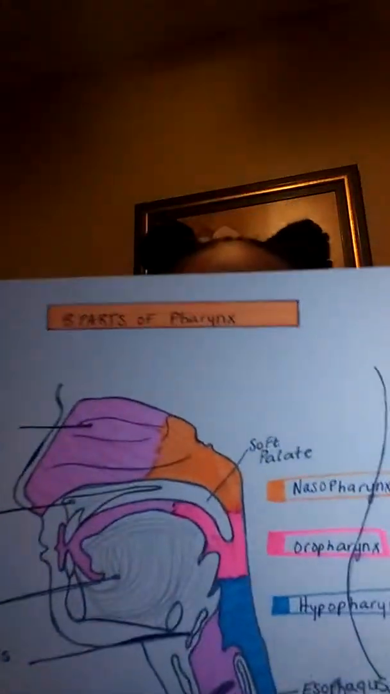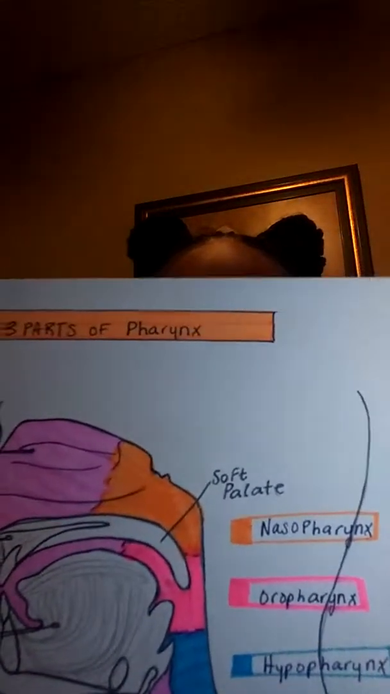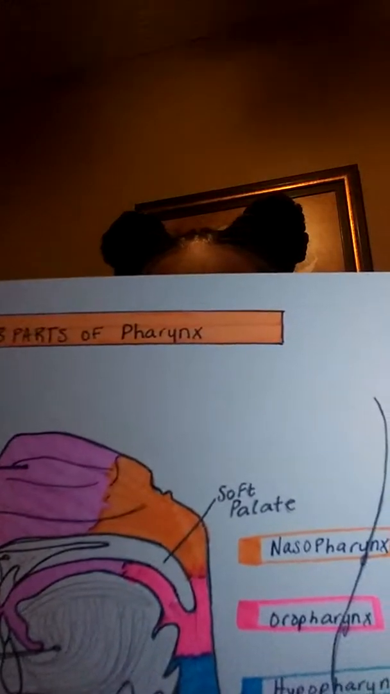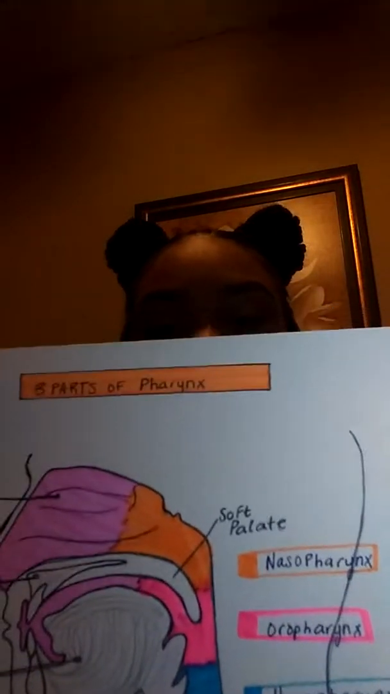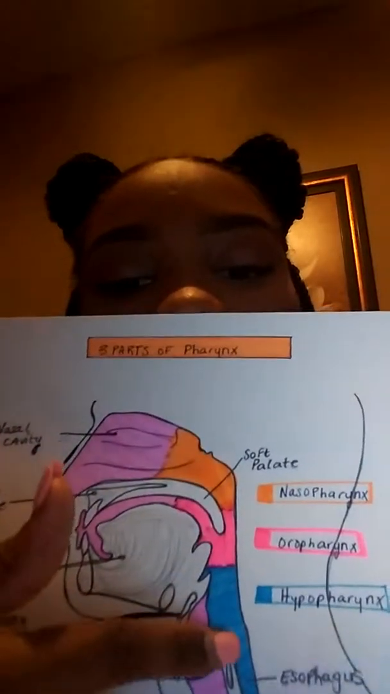Pharynx and its three different parts. The nasal cavity, the paranasal sinus, the respiratory mucosa, and the nasal concha. So the pharynx is broken down into three different parts, which are the nasal pharynx, the oral pharynx, and the hypopharynx. The nasal pharynx is in orange, the oral pharynx is in pink, and the hypopharynx is in blue. Nasal pharynx, oral pharynx, and hypopharynx.